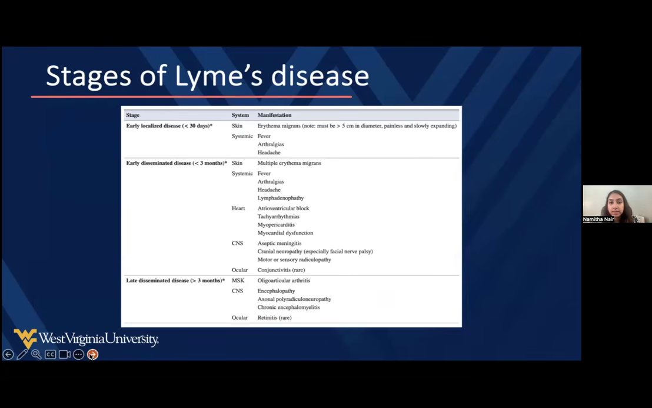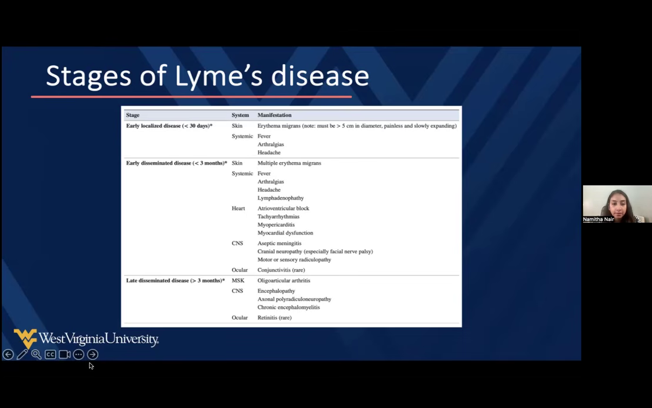So, what are the stages of Lyme's disease? There's early localized disease, which is usually within the first 30 days after the exposure, usually similar to a flu. There's a rash, which in the case of Lyme's disease is a specific erythema migrans, and then fever, arthralgias, and headache.